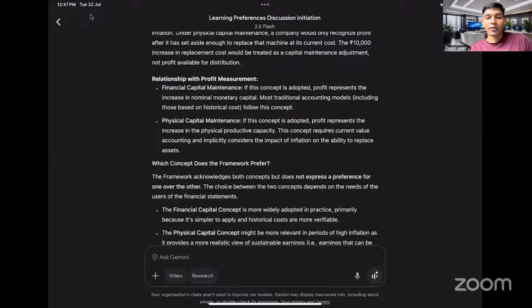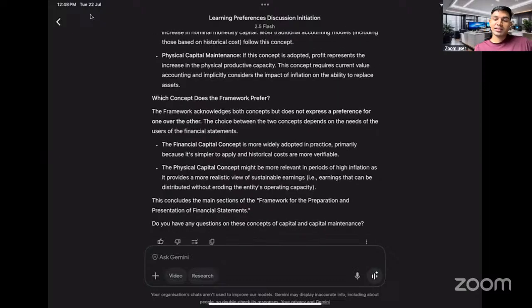Relationship with profit measurement. Financial capital maintenance. If this concept is adopted, profit represents the increase in the nominal monetary capital. Most traditional accounting models, including those based on historical cost, use this concept. Physical capital maintenance. If this concept is adopted, profit represents the increase in the physical productive capacity. This concept requires current value accounting and implicitly considers the impact of inflation on the ability to replace assets.